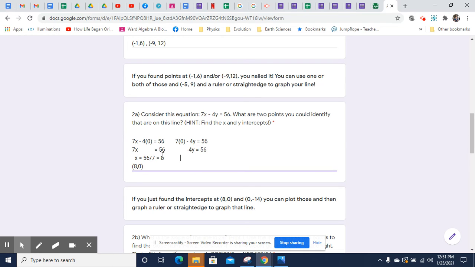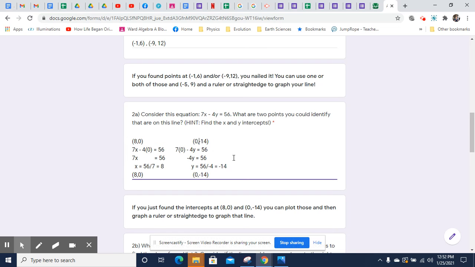And then we can solve that. Y will equal 56 over -4. Look at that, 56 over -4. And that will get you -14. Now, let's plot that y-intercept. So that y-intercept will be at 0, -14. Okay, so there are your intercepts for that line. Copy them up here so they're really visible for me when I look at my key.